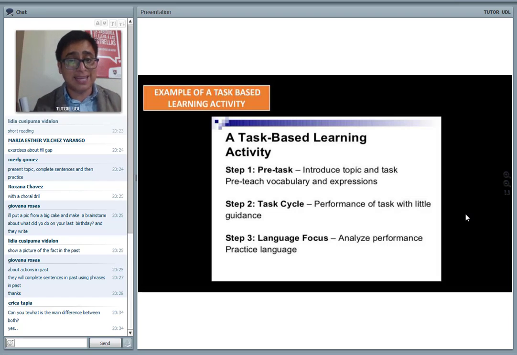But when you have a task-based learning activity, it means that from the very beginning, you are going to introduce the task. Until the end of the lesson, they have to do tasks. I mean, during the whole lesson, the students are going to be able to do tasks. That's the big difference. And of course, the TBL has more stages and is more complex than the first one. Okay, Erica?